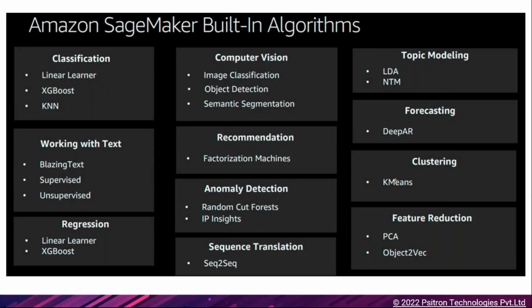These are the built-in algorithms that Amazon supports, which can be categorized for many different use cases. Amazon has a bunch of algorithms for classification, for working with text recognition, and if you have use cases in computer vision, recommendation systems, anomaly detection, sequence translation, topic modeling, forecasting, clustering, and feature predictions.